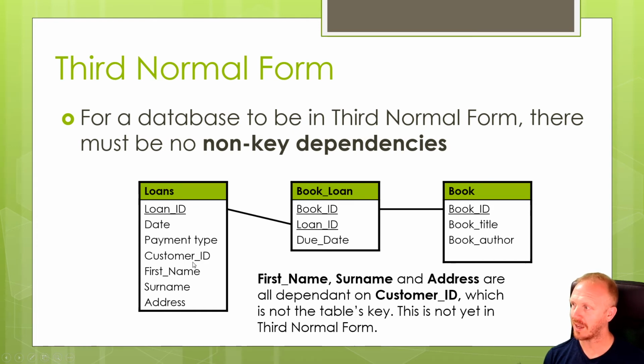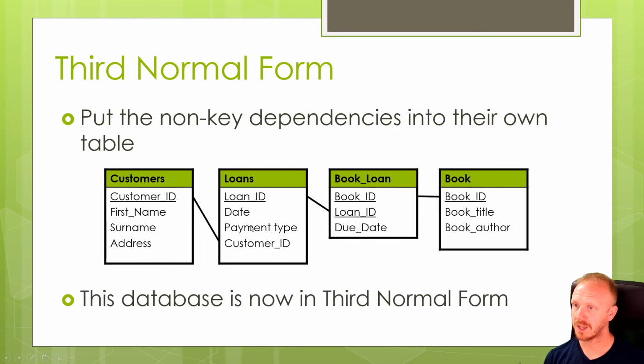This is a non-key dependency. First name, surname, and address are all dependent on the customer ID, which is not a primary key. So that's not third normal form. So like everything else, when we discover there's a violation of normal forms, we take it out of the table. So customers gets its own table with its customer ID as a primary key, and first name, surname and address, all the things that were dependent on customer ID, are taken out.